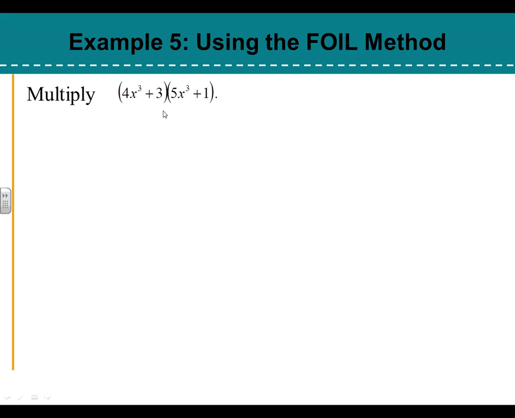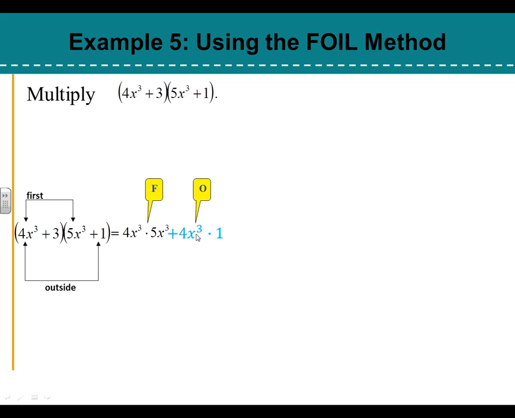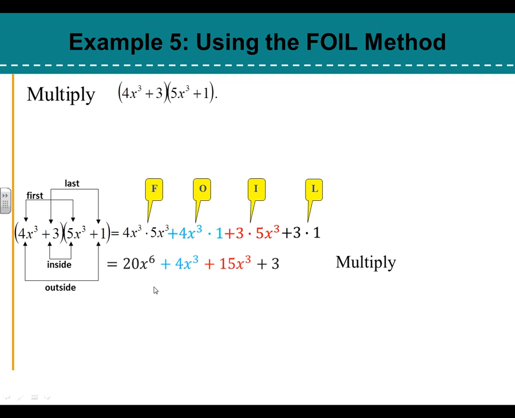Here are two binomials. Each one has two terms in it. That makes it a binomial. So when we multiply this, we're going to use our FOIL. So the first terms are 4x cubed times 5x cubed, plus the outside, which is 4x cubed times 1, plus the inside, which is 3 times 5x cubed, plus the last, which is 3 times 1. Then we're going to multiply that out, or simplify it, however you wish.